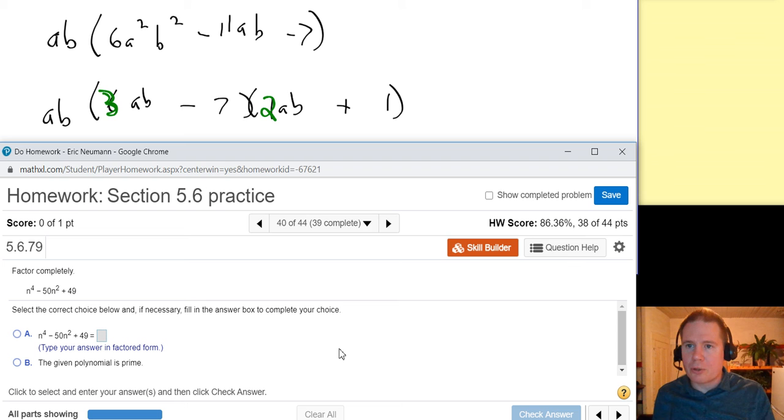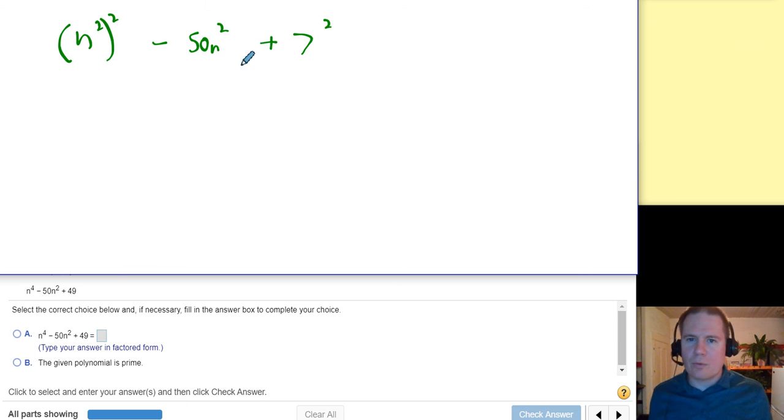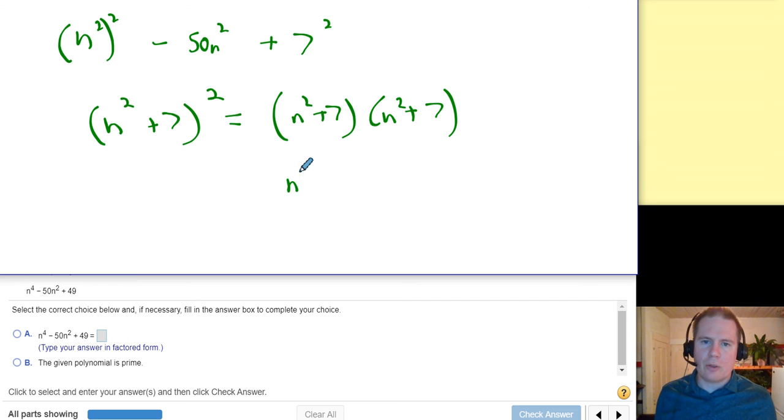So 49 is a perfect square. Any even power is a perfect square. So I have n squared squared. I have 7 squared. This kind of is working out as a perfect square trinomial, but if I do n squared plus 7 squared, n squared times n squared, n to the fourth, plus 7n squared plus 7n squared, even if I made these negatives, I'd end up with negative 14, not negative 50. 7 and 7, 49, right? I get my n to the fourth, I get my 49, but I don't get negative 50.